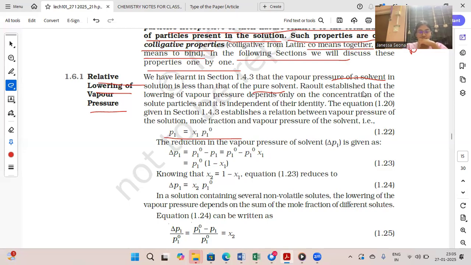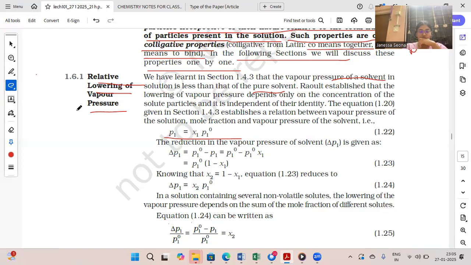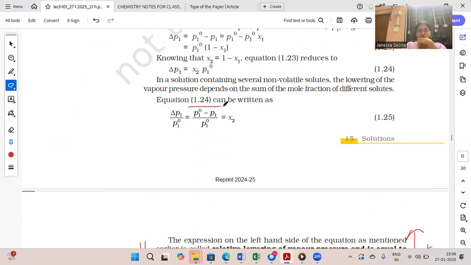Vapor pressure of a solvent in solution is less than that of pure solvent. Raoult established that the lowering of vapor pressure, how much the vapor pressure is lowered, depends only on the concentration of solute particles. A relative lowering of vapor pressure is proportional to mole fraction of solute. You will get a beautiful equation like this. This is what is called Raoult's law.